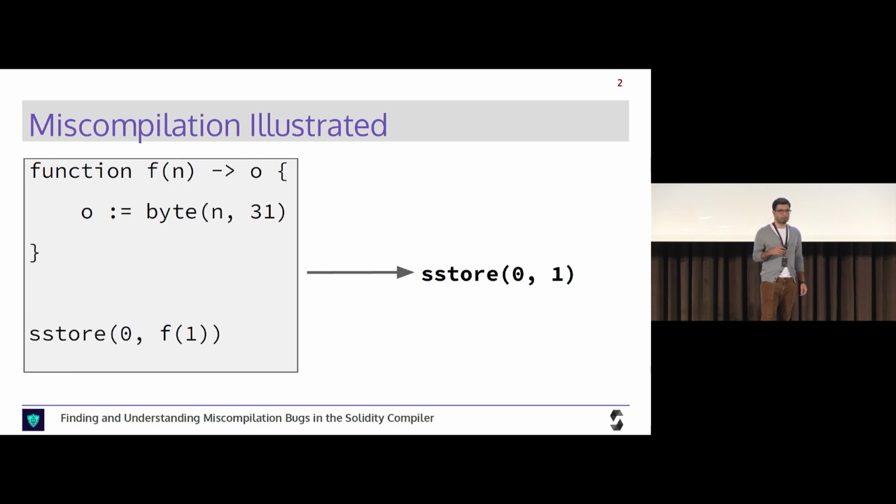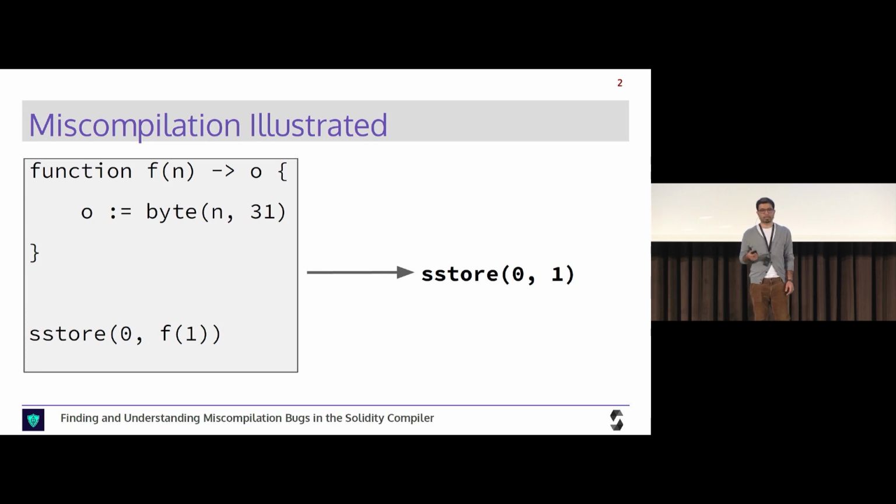What the byte opcode does is essentially it indexes the nth byte. So n is the first parameter. It indexes the nth byte of the second argument. The second argument here is the constant value 31. So essentially you're asking the compiler to generate code that says, hey, what's the nth most significant byte? And the most significant bytes are indexed from 0 to 31 because it's a 32-byte word. So you would expect the 0th most significant byte to be the most significant byte and the 31st most significant byte to be the least significant byte.